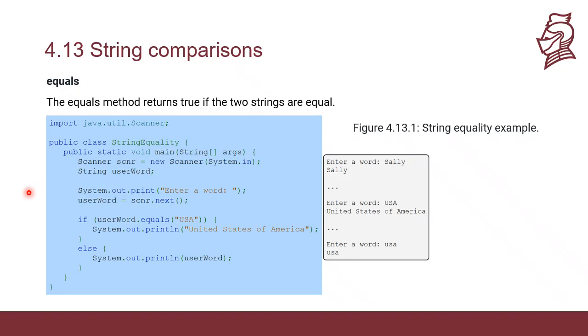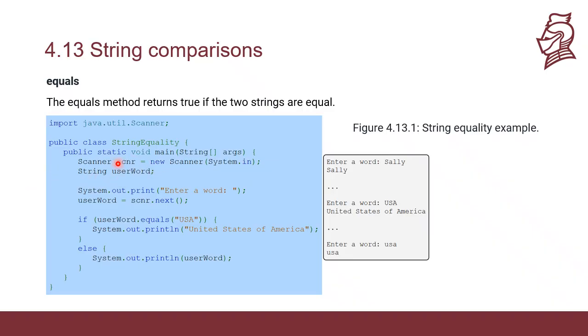Now, string is a class, and the string class has methods. And one of the methods in the string class is the equals method. And that method is a little code you can call to test to see if one string is equal to another. So let's take a look at the code.